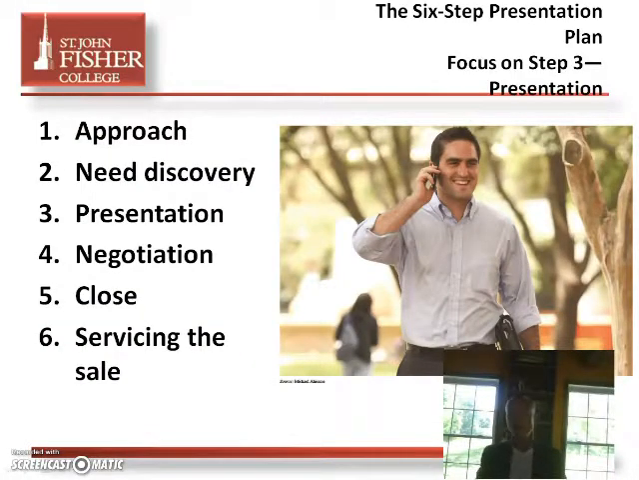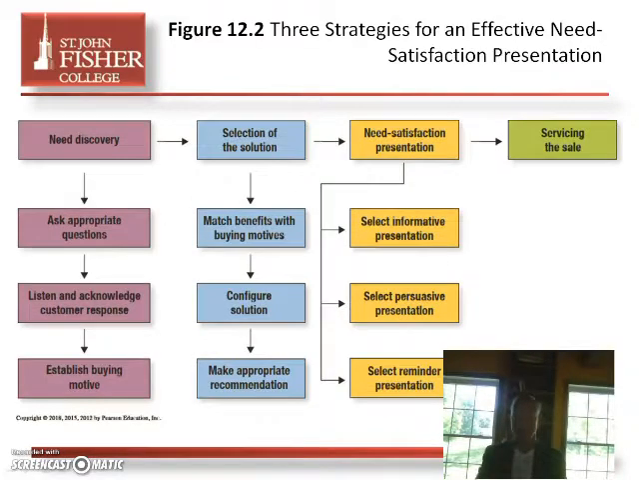So remember, in our 6-step presentations, you've got the approach, the need discovery. That's all done through spin selling. And again, we've practiced spin selling every time we've gotten together. Now we're on the presentation, and then we're going to go into negotiation in the next chapter. So with that, there are really 3 stages for an effective presentation: your need discovery, asking appropriate questions, and then selection of the solution.